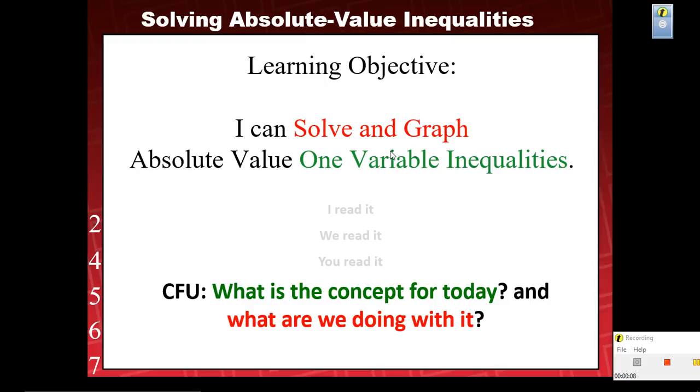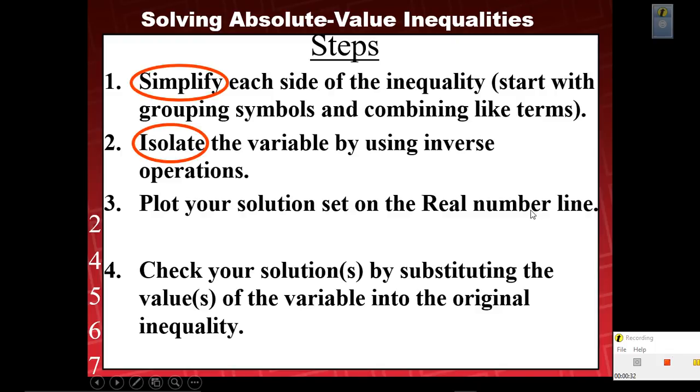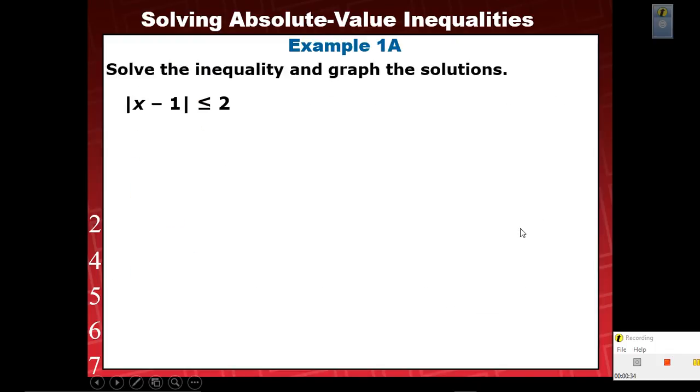So we don't need a model since we're still on the same concept, one-variable inequalities. We know what they are. We don't need steps because we already know how to solve them, right? But today the context is that we're going to apply it to absolute values. So let's get started right away so that we have enough practice here. Simplify, isolate, plot, and check. Copy example 1A. It says, solve the inequality and graph the solutions.